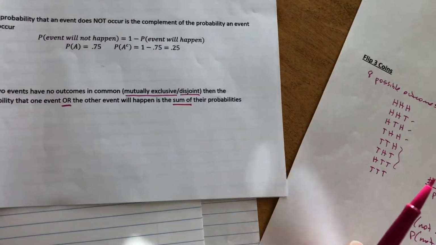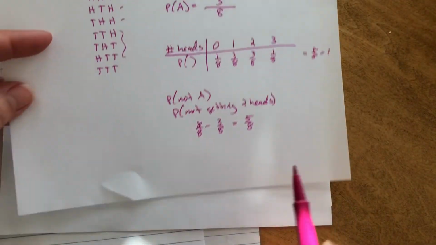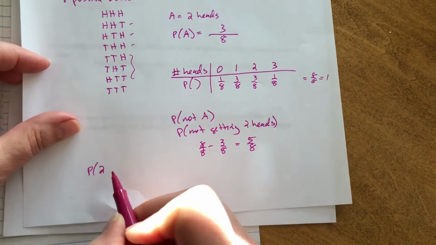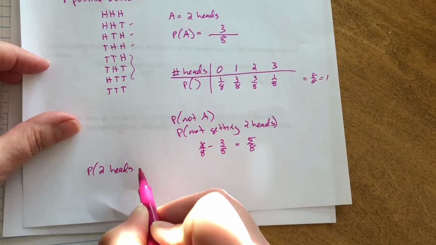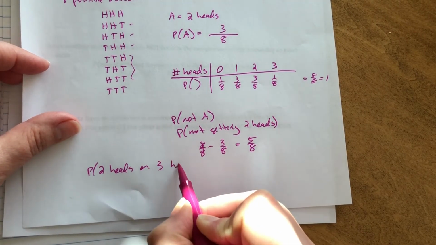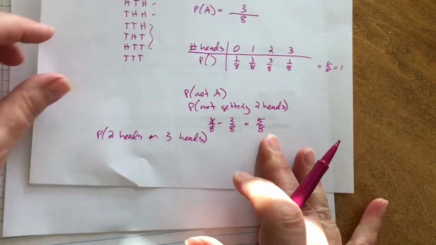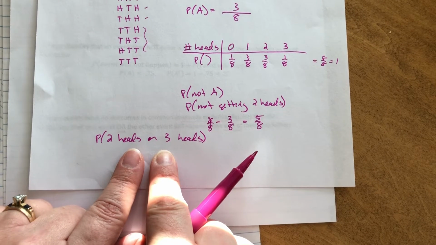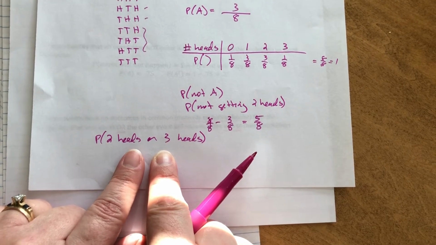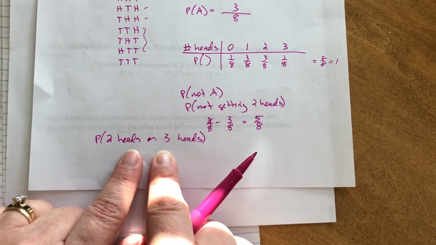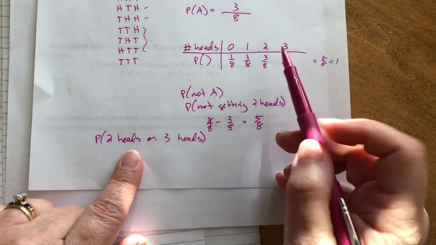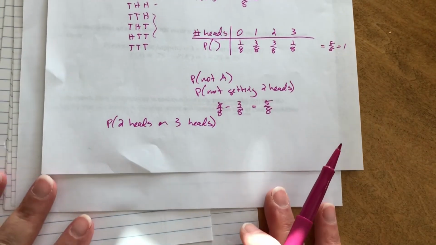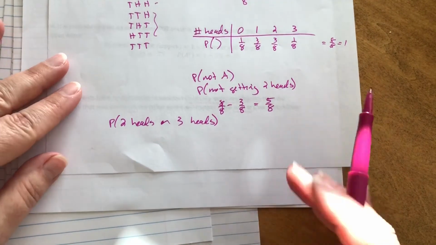Okay, so let's do this again. If I want to know the probability of getting 2 heads or 3 heads, well, first of all, I can't get 2 heads and 3 heads. When I flip 3 coins, I'm either going to get 0 heads, 1 head, 2 heads, or 3 heads. So getting 2 heads and 3 heads are mutually exclusive. I can't get them both on one flip of 3 coins, okay?